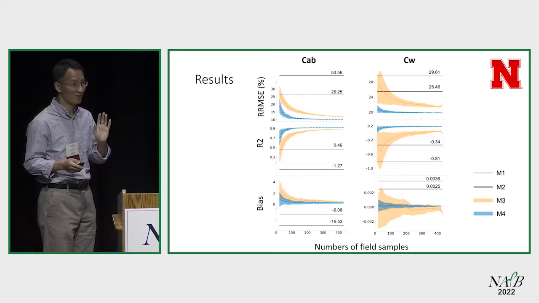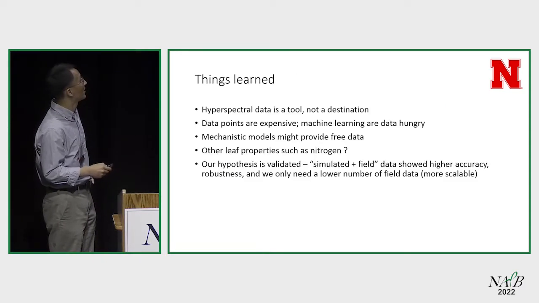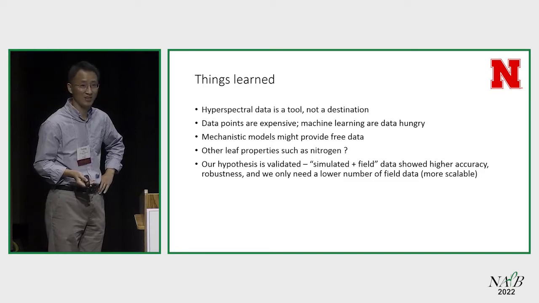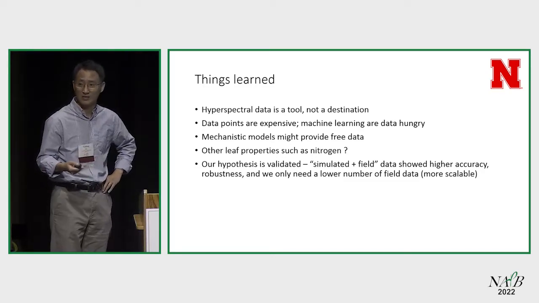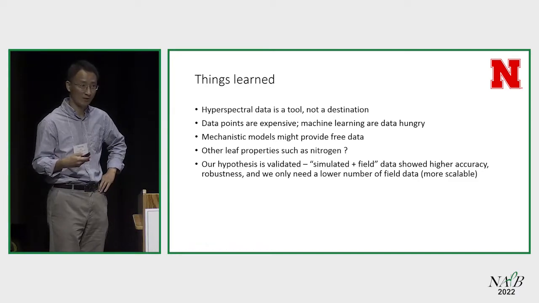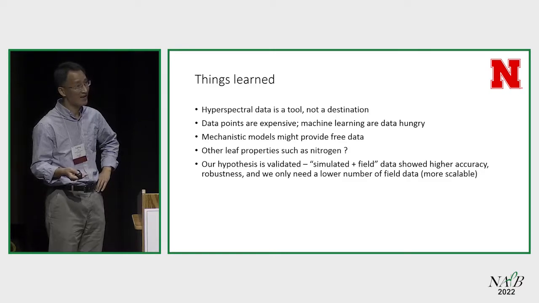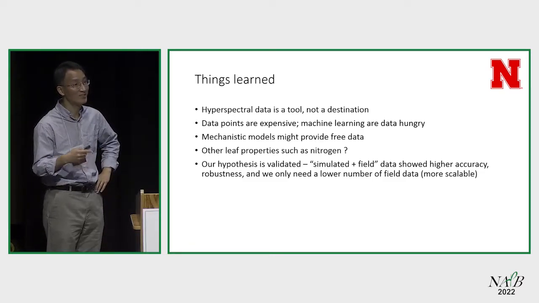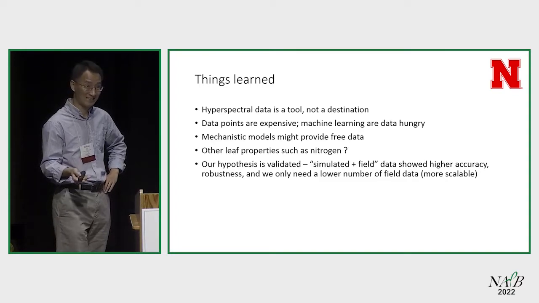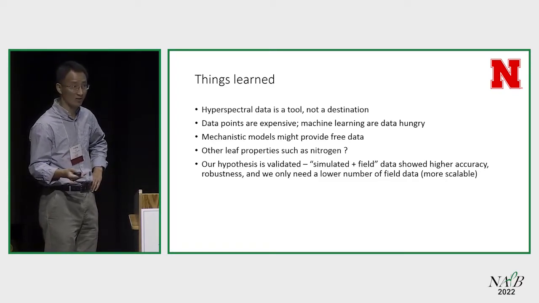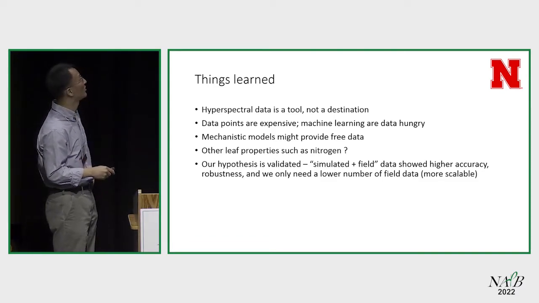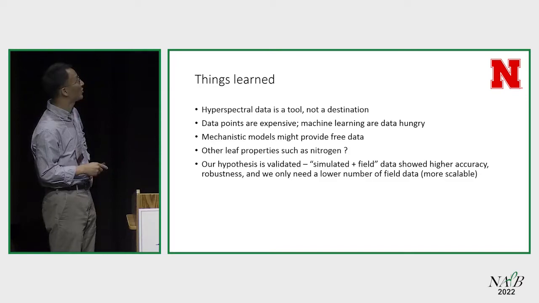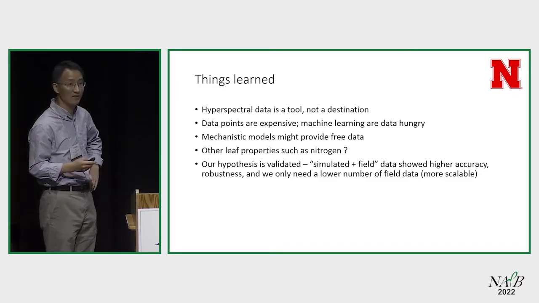I'm really running out of time, so I'm just going through this. I wanted to share things we learned through this process. Hyperspectral data is a tool, and that is not a destination. When I'm the engineer, I spend a lot of time trying to figure out how the instrumentation is going to collect quality data in the field. But then I realized that that is not the final destination for the plant breeders, because unless you convert those to something useful for them, the hyperspectral data itself is meaningless, right? So we have to come up with the model. We have to build that bridge. The data is expensive, and machine learning is data hungry. So those 2 do not go very well together. That's where the mechanistic model might provide the free data for us.